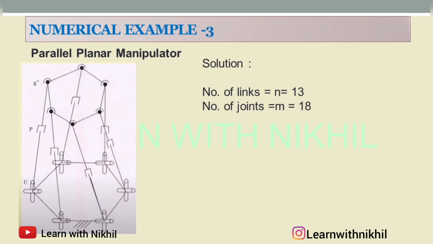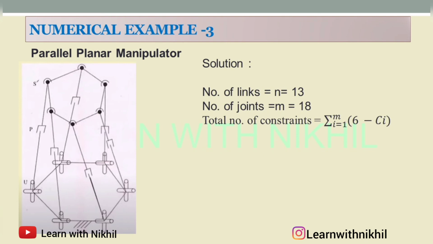Next, the number of joints denoted as m is 18. Each line has 3 joints, 1, 2 and 3. This is the universal joint, this is the prismatic joint, this is the spherical joint. So each line has 3 joints. In total you have 6 lines. So 6 into 3 will give us 18. So the total number of joints is 18.